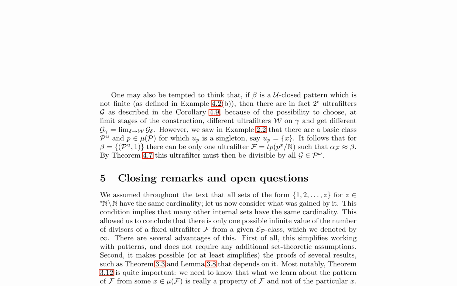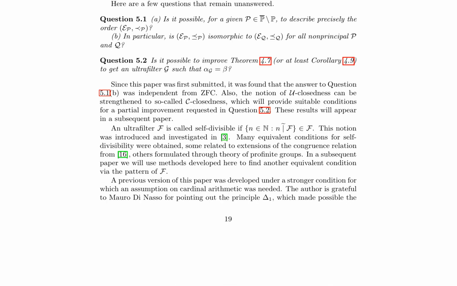Assuming all sets of the form {1, 2, ..., Z}, for Z an element of the asterisk operator n, have the same cardinality greatly simplifies working with patterns. This assumption enables the proofs of several results, including Theorem 3.3 and Lemma 3.8. The significance of Theorem 3.12 is also highlighted, as it ensures that properties learned about a pattern from a specific element are indeed properties of the pattern itself.